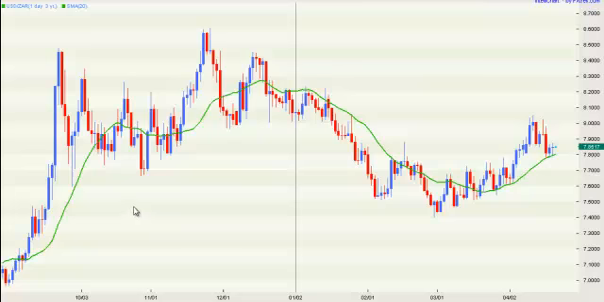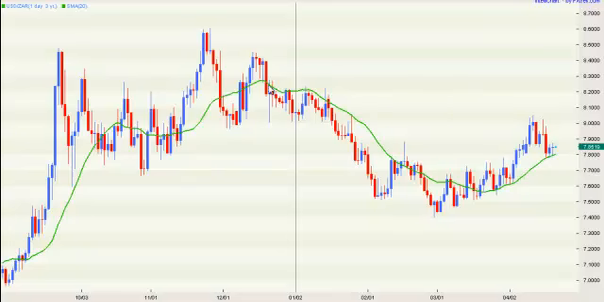Another way that you can use the moving average is for support and resistance. Sometimes the moving average will act as resistance and support. Notice in this case that there was this uptrend. The moving average was acting as support. This day the price was trying to move below the average, but it was not able to because there was a lot of buying pressure. So the moving average in this case was acting as support.